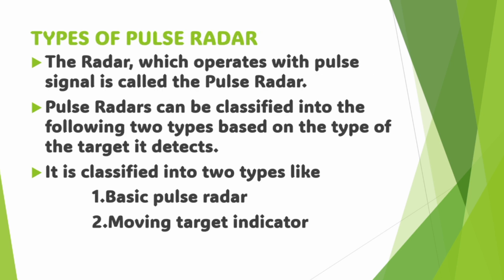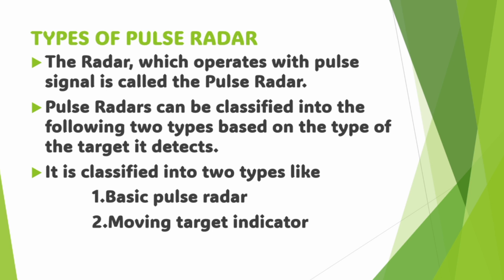Okay, next, types of radar. Mainly the radar is classified into two types. First one is the pulse radar system, and second one is the continuous wave radar system. First we discuss the pulse radar system.